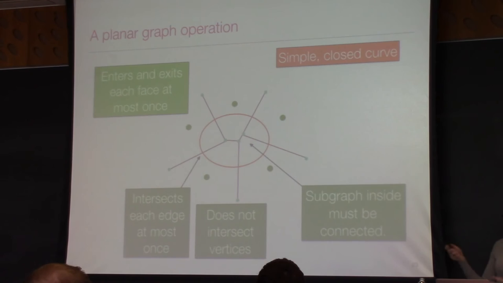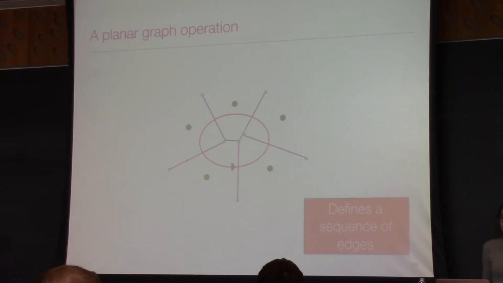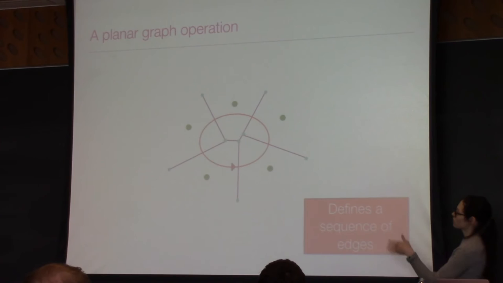And also, it enters and exits each face at most once, so you can't do any weird squiggling in and out and all of that. So this naturally will define a sequence of edges if you have this tree and this curve together. I've put an arbitrary direction on it so that we can define a sequence of edges and we have a start point. The natural sequence of edges that this defines is just the set of edges that are intersected by this curve in order. So for example, the first one would be this bottom one here.